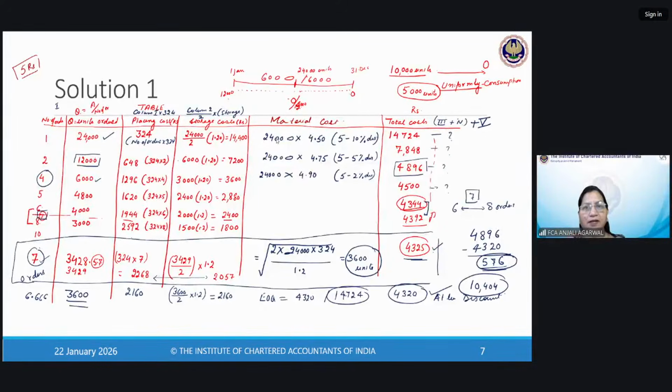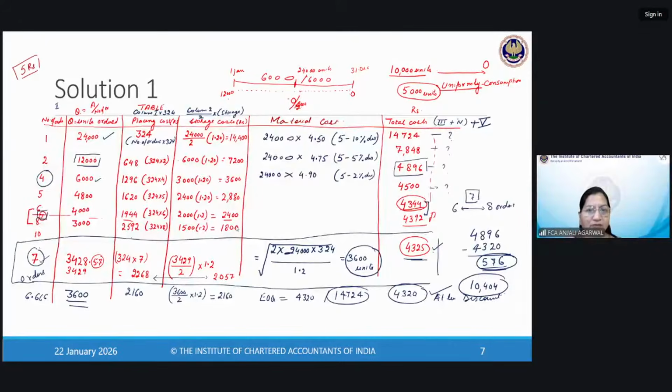Right? And then raw material cost was irrelevant. In this way, as we increase the number of orders, quantity ordered kept on decreasing. Placing cost keeps on increasing, multiplied by number of orders, 324 into number of orders. And storage cost kept on decreasing because lesser number of units were ordered. So therefore, on an average, less number of units were held. And the total cost came out to be least when 7 orders were given in the table.